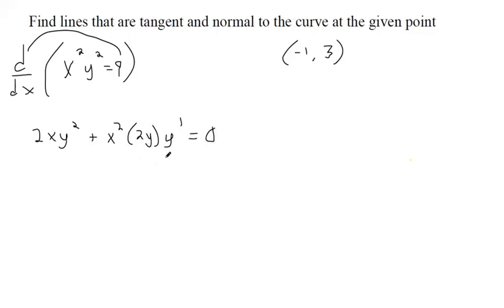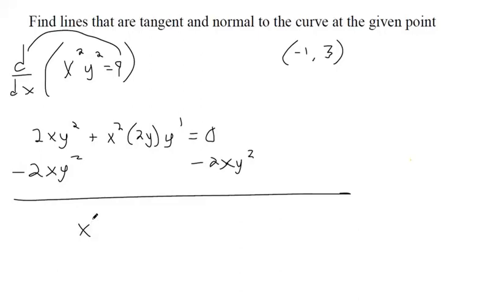Okay, so we're trying to get y prime by itself, so we can find the derivative of y with respect to x. So that new equation will help us get tangent slopes. So we'll subtract 2xy squared from both sides. So that gives us, here I'll put this in alphabetical order, 2x squared y times y prime here, and this is negative 2xy squared.